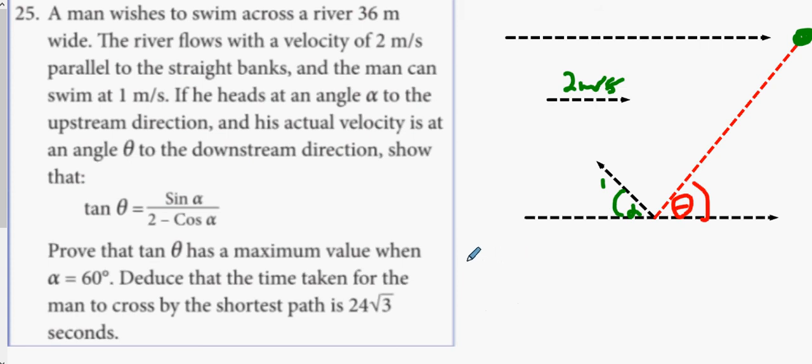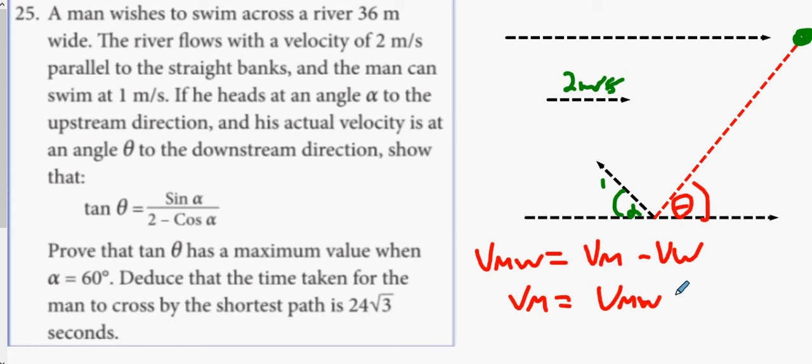Now, what we need to remember is that the velocity of the man in the water is how fast he goes in still water. Is that alright? So, velocity of man in water is velocity of man minus velocity of water, and the actual velocity of the man is the man in still water, plus the velocity of the water. That's what that means there. The actual velocity of a man to a stationary observer on the shoreline is the velocity of the man in still water plus the actual velocity of the water. Does that make sense to everybody?